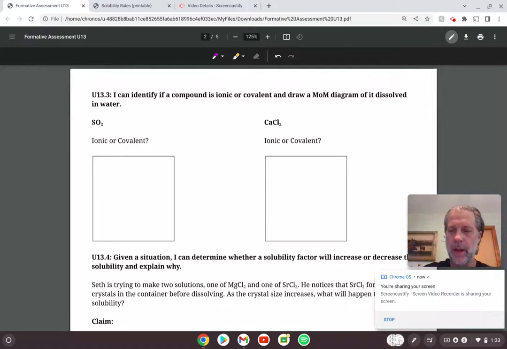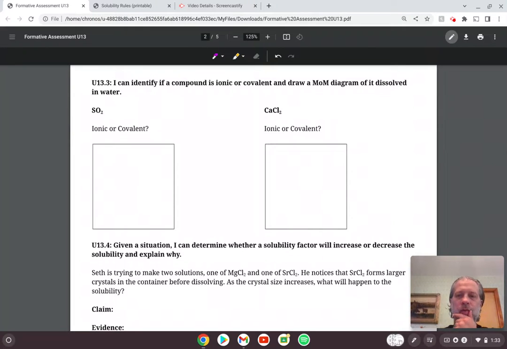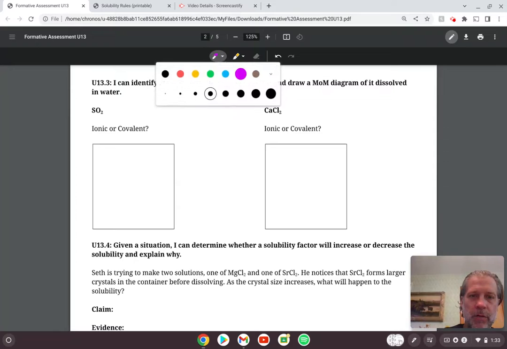Okay, welcome back. So now we're going to go over the solutions to 13.3, 13.4, and 13.5. In the case of 13.3, you are asked to draw a model of matter diagrams for substances that are dissolved in water, and we really have to be aware of what type of substance they are, and that dictates how we draw them. So in the first case, we're going to be identifying if SO2 is ionic or covalent.